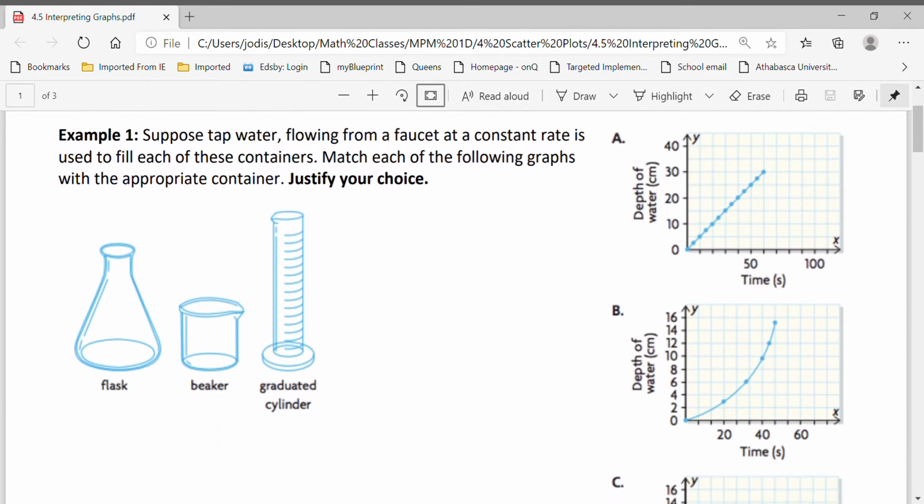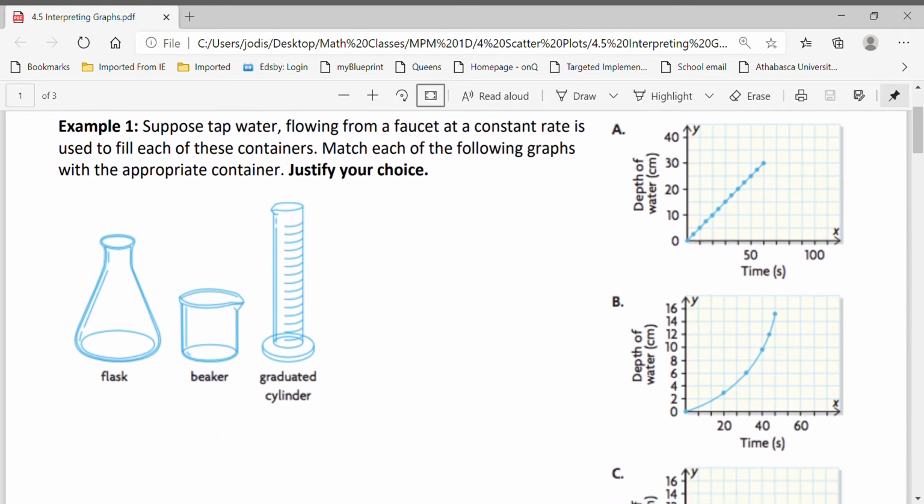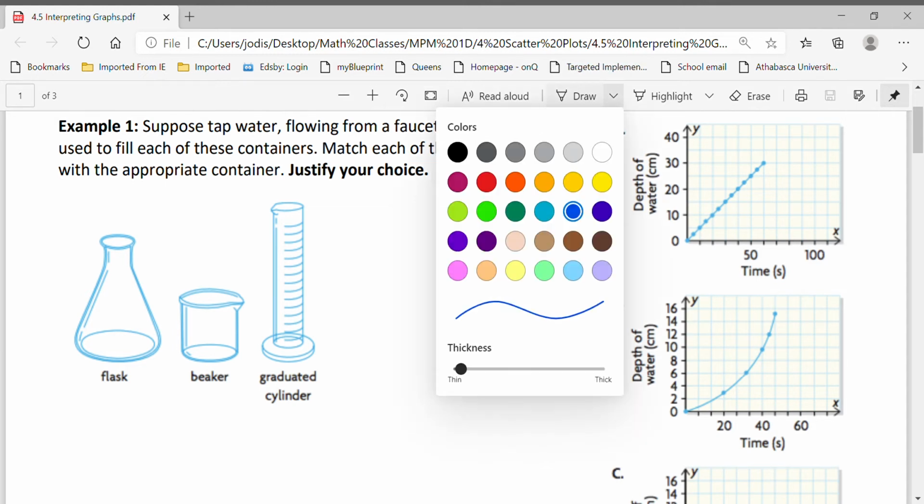So we're just going to start with the first example here. So suppose we had tap water flowing from a faucet at a constant rate, and it's used to fill each of the containers. So we want to match each of the following graphs with the appropriate container and then justify our choice.